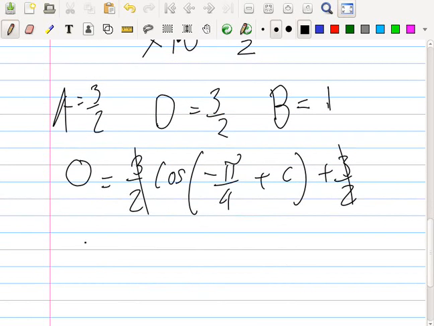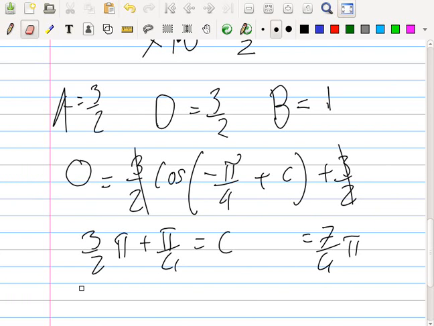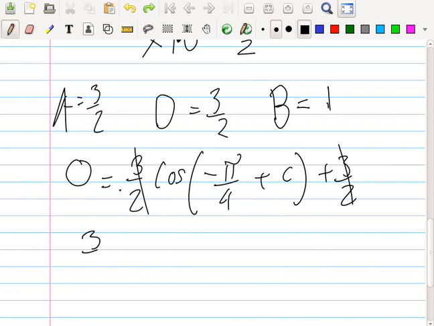And I get 3 over 2 pi plus pi over 4 equals C. So that's 7 over 4? No, sorry. No. I can't do this without a calculator. How do I cancel the 3 over 2? I divide everything by 3 over 2. So I'm left with this.